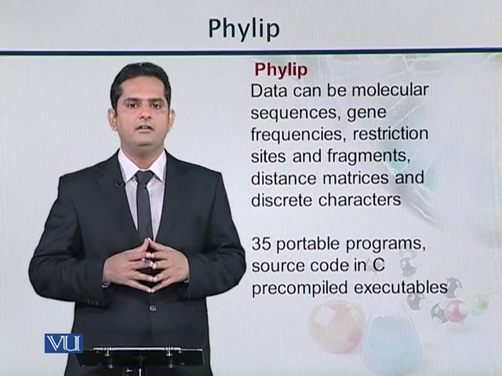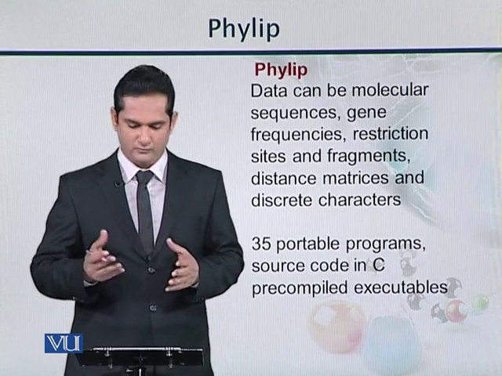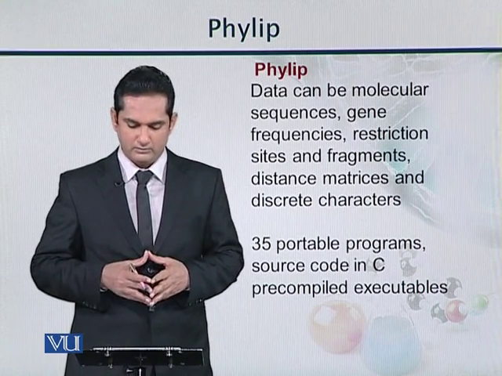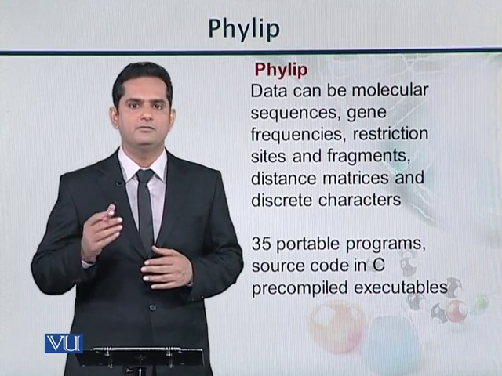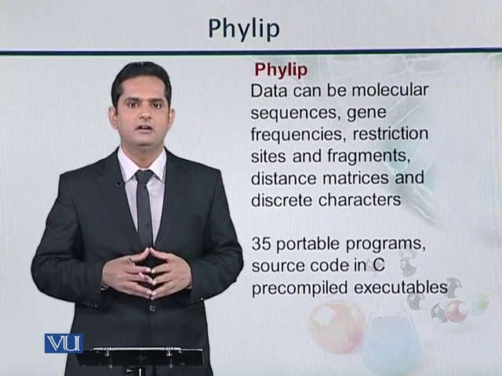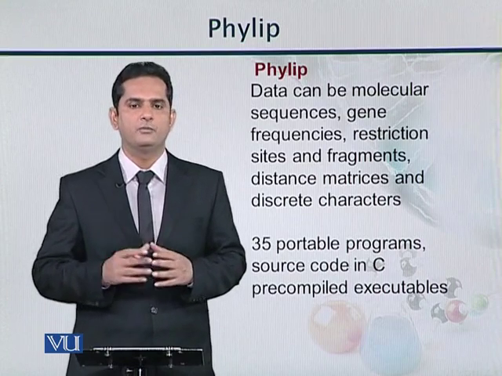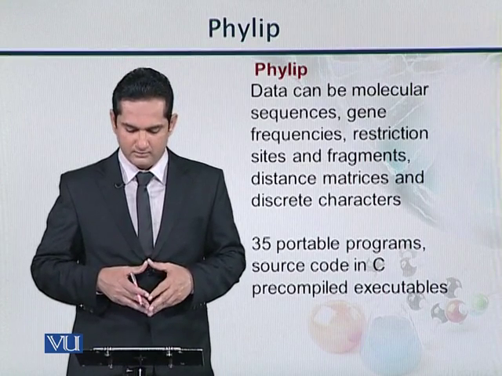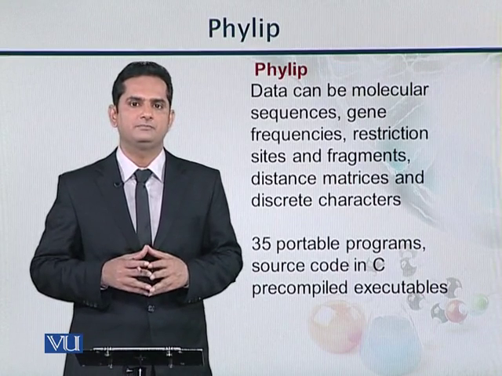So what data should be input in Phylip? It should be molecular data, which is from our macromolecules. It can be gene frequencies. Gene frequencies means the number of occurrences of genes across sequences. Then restriction sites and fragments. What are those restriction sites and fragments? These are different groups of sequences. And then distance matrices and discrete characters within individual sequences.